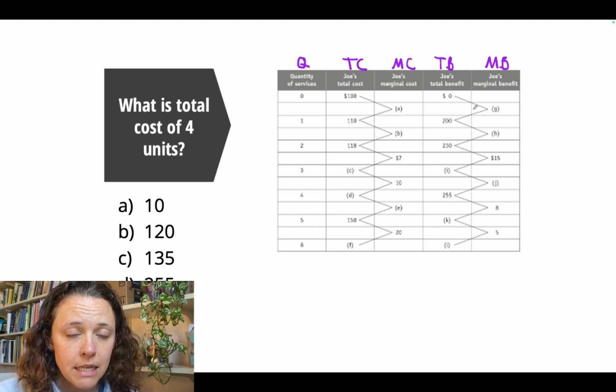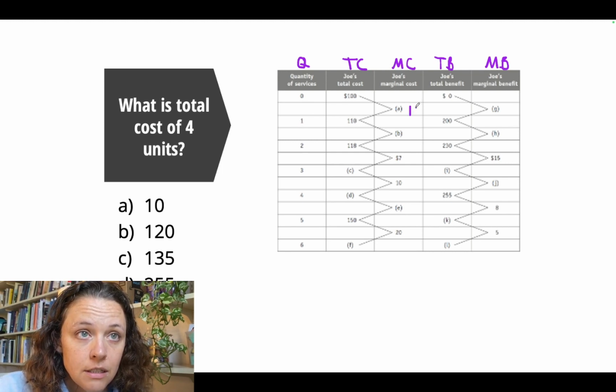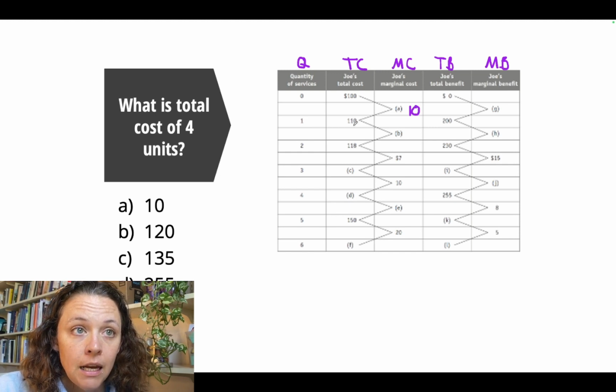Now, this is one way of presenting this in a table. It's not my favorite, but it's something that Krugman and Wells like, and I think they like it because it highlights the jump. So here, Joe's total cost is 100 when he produces 0 units. When he produces 1, his total cost is 110. So as he goes from 100 to 110, his marginal cost is $10. Now, if he goes from 110 to 118, his marginal cost is $8 because that's how much it goes up. So the positioning here really highlights that that's the jump.